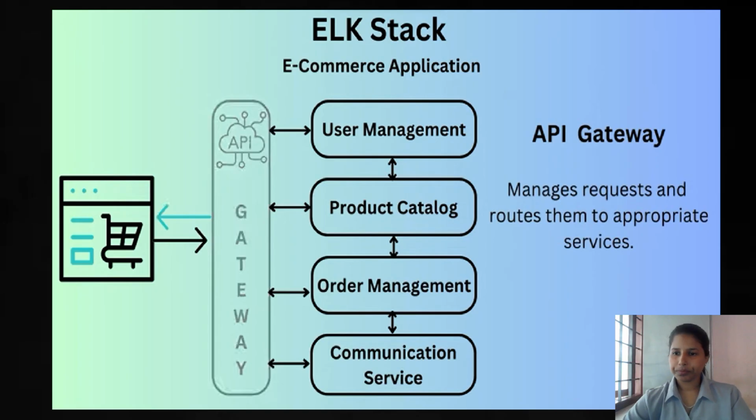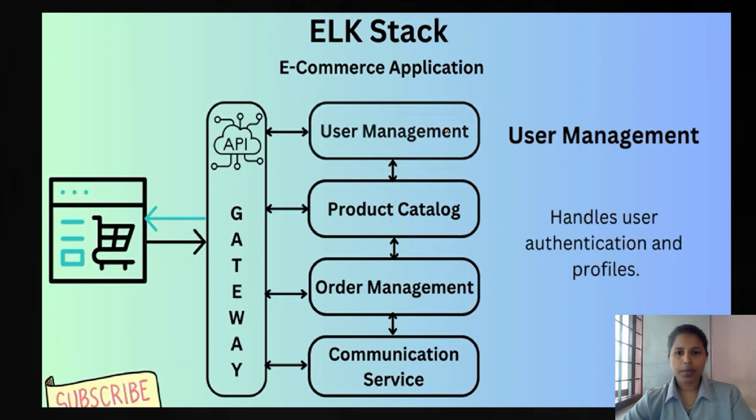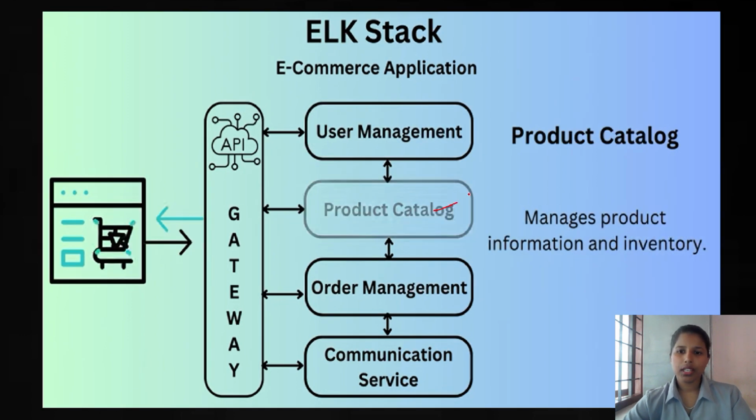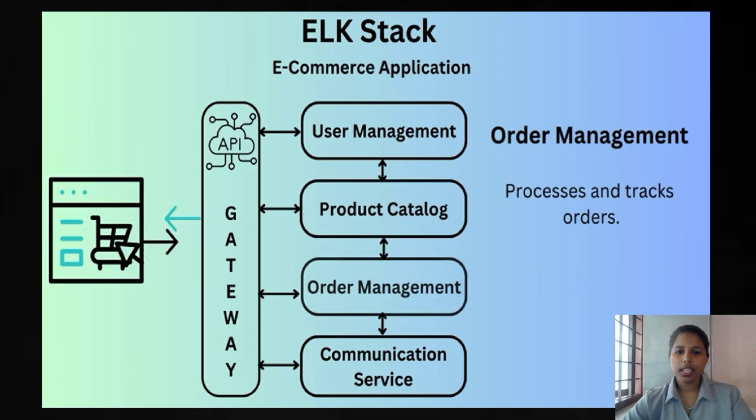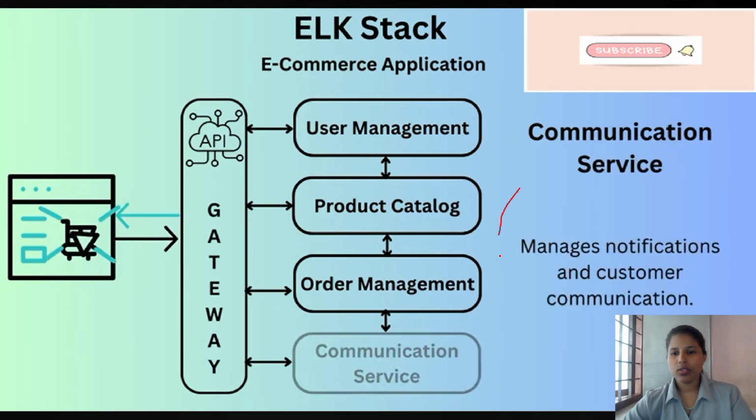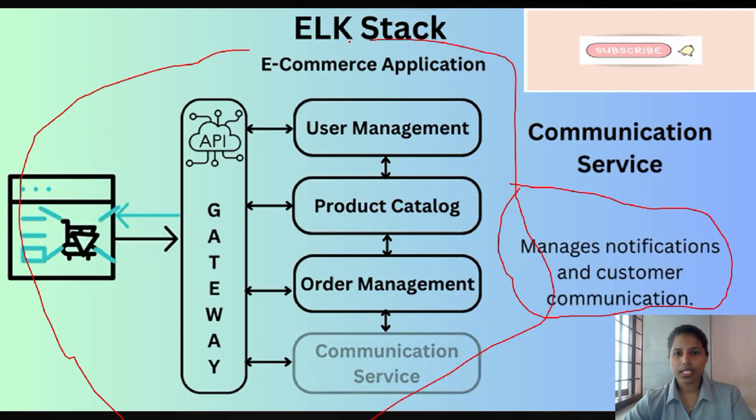Next is user management. It handles users, authentication, and profiles. The product catalog manages product information and inventory. Then order management processes and tracks the orders, and the communication service manages notifications and customer communication. So these are all the things an e-commerce application consists of: user management, product catalog, order management, and a communication service.